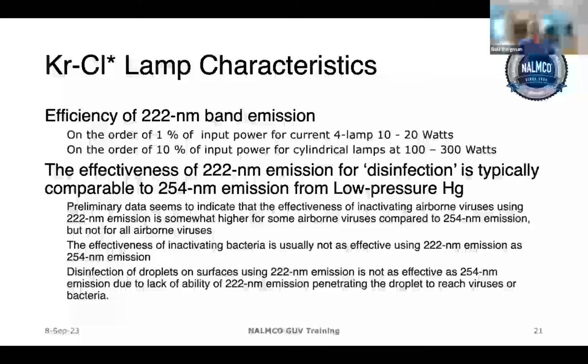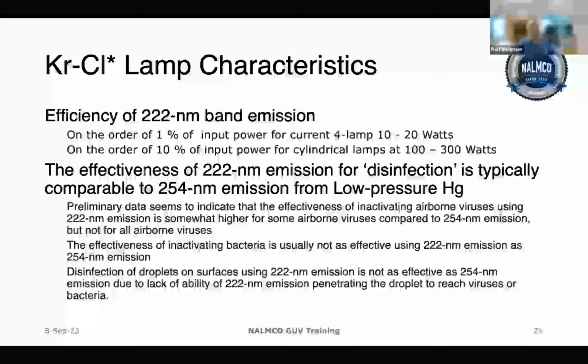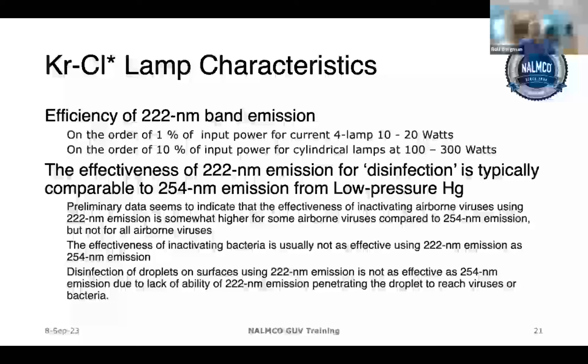How efficient are krypton chloride lamps? Well, they're very inefficient, actually. The actual output in the 222 band is about 1% of the input power. And the input power of most of the four-lamp units ranges from 10 to 20 watts. The cylindrical type lamps are much more efficient, and you can get about 10% output out of 100 to 300 watts. The difficulty is that that's actually too much ultraviolet power and difficult to control.